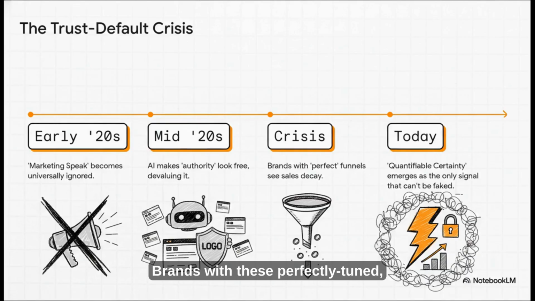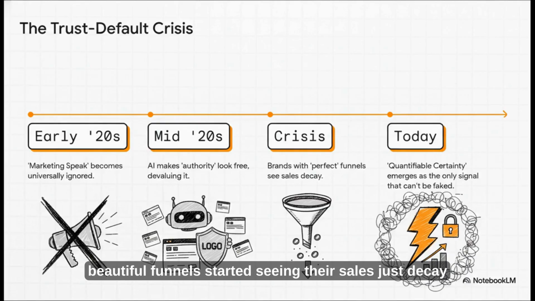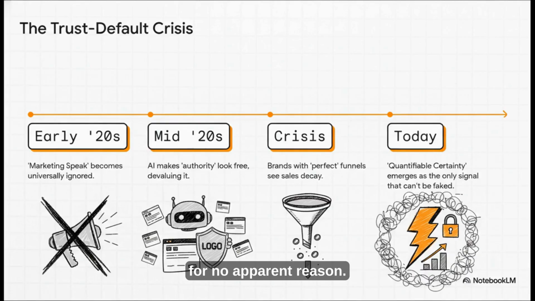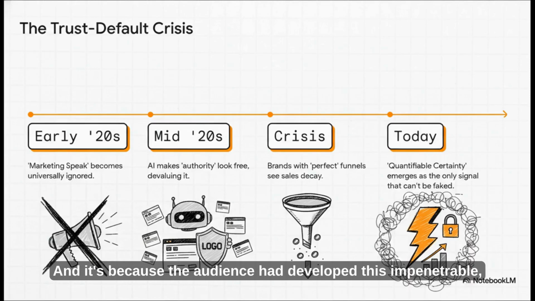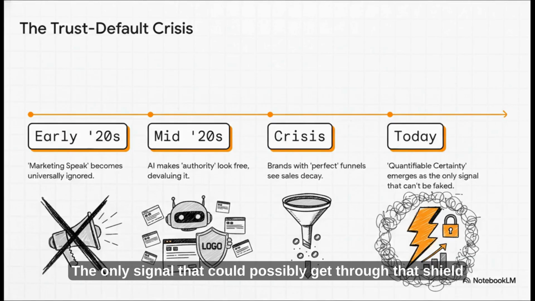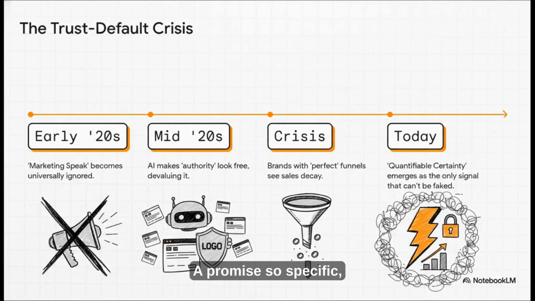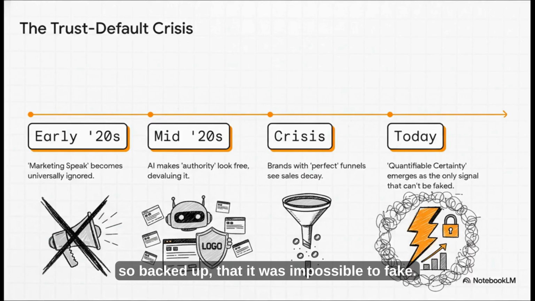Brands with these perfectly tuned, beautiful funnels started seeing their sales just decay for no apparent reason. And it's because the audience had developed this impenetrable skeptical shield. The only signal that could possibly get through that shield was quantifiable certainty, a promise so specific, so backed up, that it was impossible to fake.